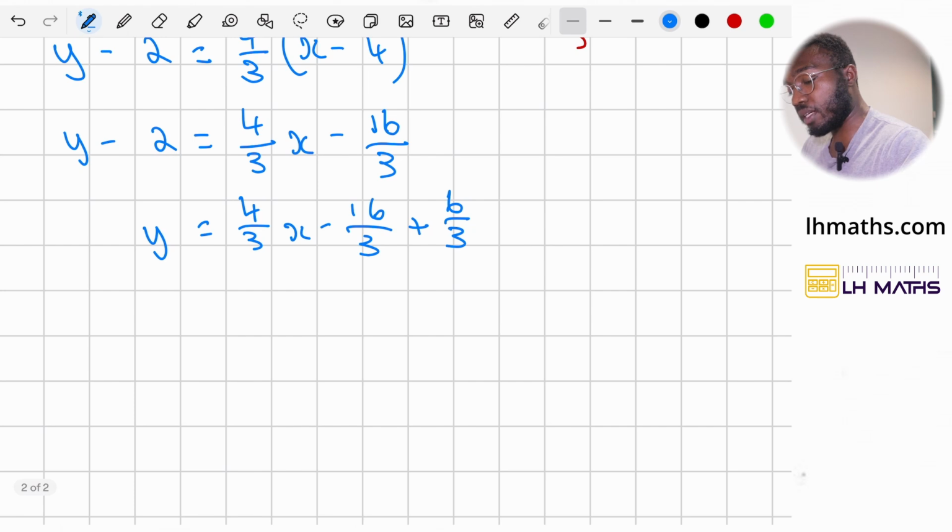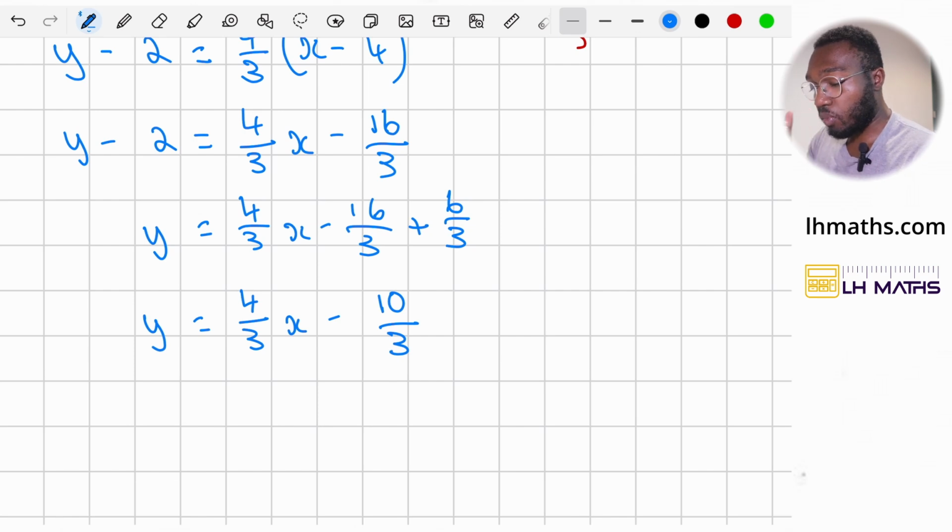And then if we simplify that down, we get y is equal to 4 over 3x minus 10 over 3. Now it is up to you whether you times everything by 3 if you don't want fractions, or you can leave it like this. It depends on what the question wants. But ideally, you can just leave it like this.